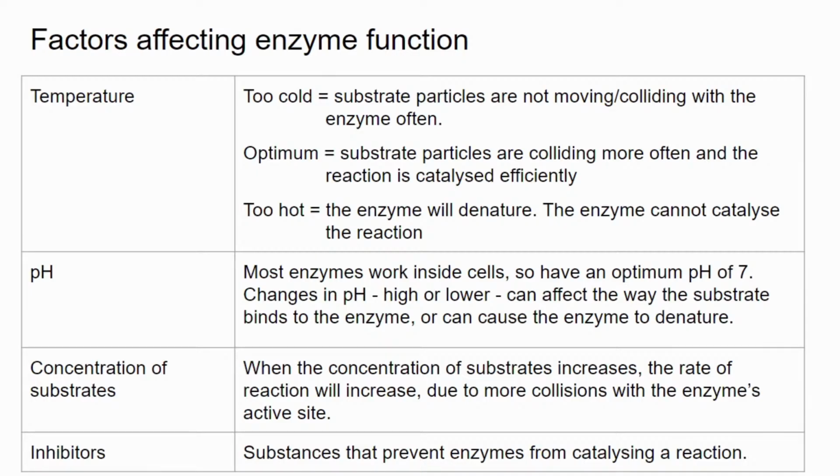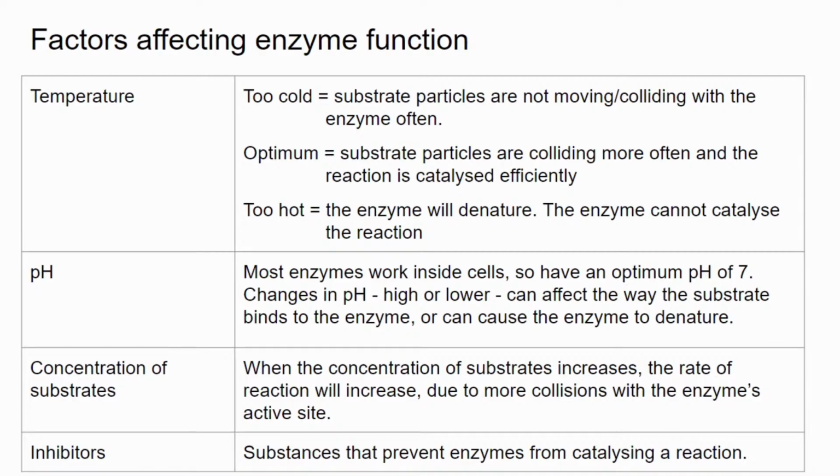For pH, we know that our proteins and enzymes require an optimum pH. If they're inside a cell, usually their optimum pH is about pH 7, which is neutral. If we have a change in pH, higher or lower, so a more acidic or basic environment, this can affect the way the substrate binds to the enzyme because it's controlled by hydrogen bonds, or it can cause the enzyme to denature.